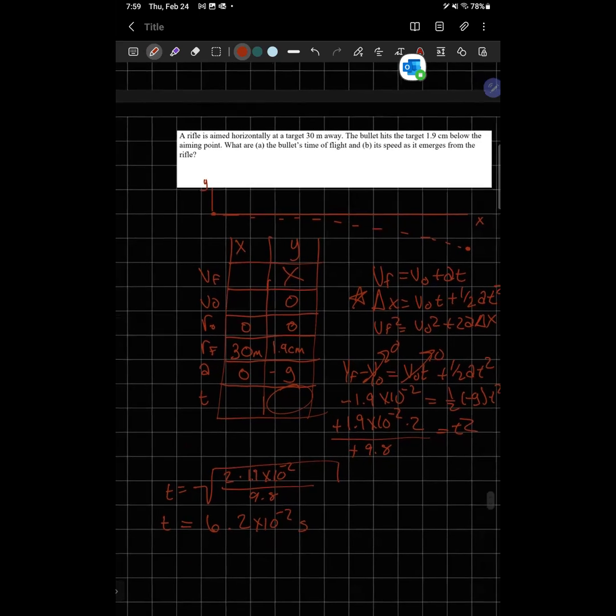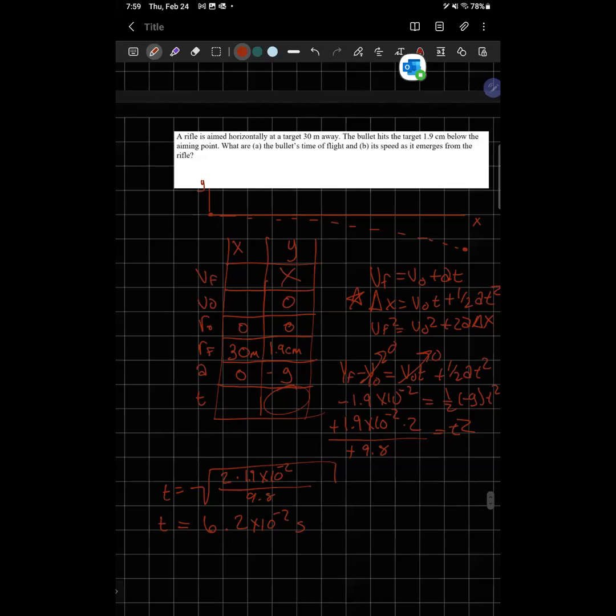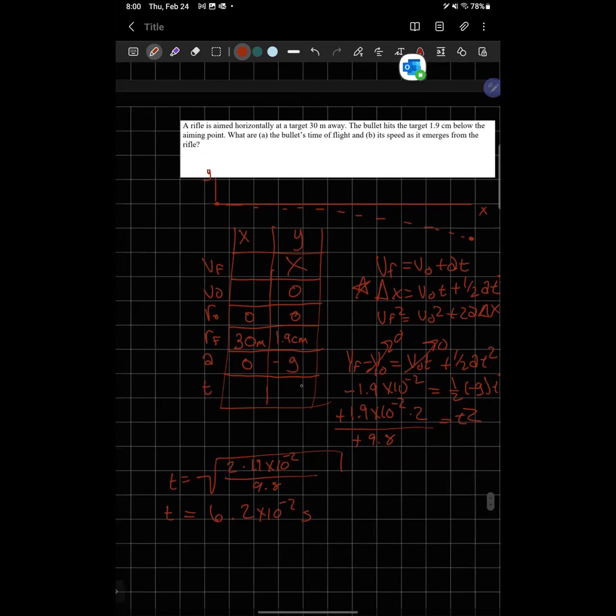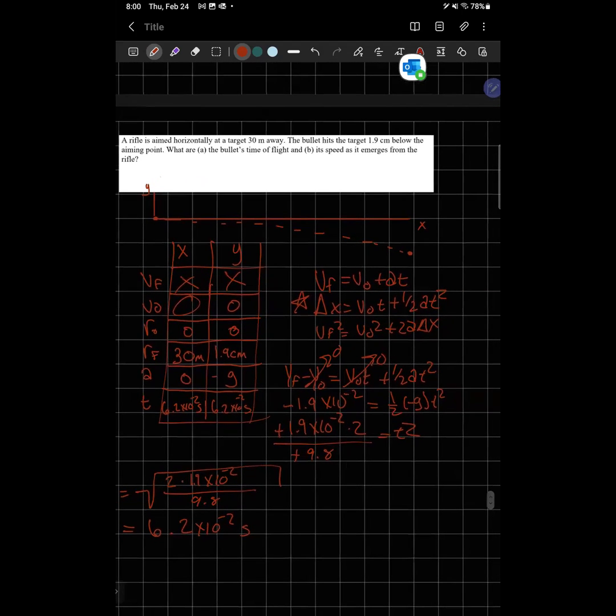Now B asks for the speed as it emerges from the rifle. So that's basically my initial velocity. Well, time isn't split into 2 dimensions. Time is the exact same for x as it is for y. So 6.2 times 10 to the -2 seconds. And I can solve for my initial velocity. I don't care about final, and I want initial. Which equation is that?